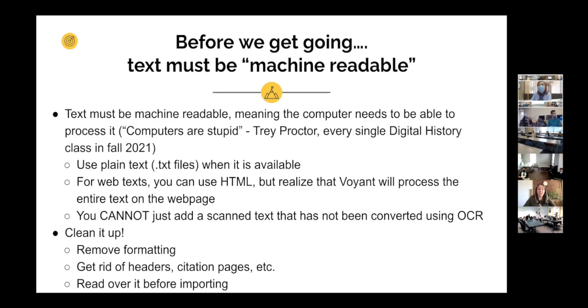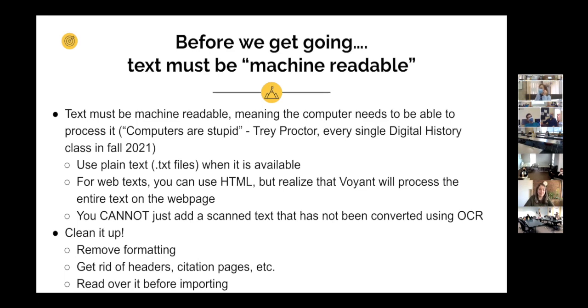So in order to clean it up, you need to do things like remove any formatting, get rid of headers, citation pages, etc. One of the demos I watched, someone put their dissertation in and was showing how Voyant works using their dissertation, and she forgot to take out the citation pages and all of the citations inside. So New York showed up as one of the most commonly used phrases, and that was because she had used her citation page where that's the publishing location.